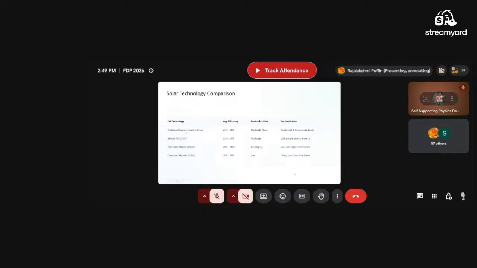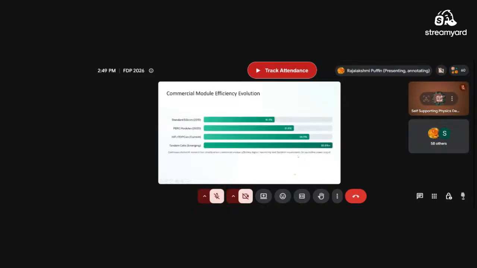Monocrystalline silicon is used for commercial and residential rooftops, cadmium telluride for scale and thin film forms, and bifacial for utility scale and ground mounts. But perovskites we can see are the next high-performance generation, with commercial models and efficiency evaluations of this.